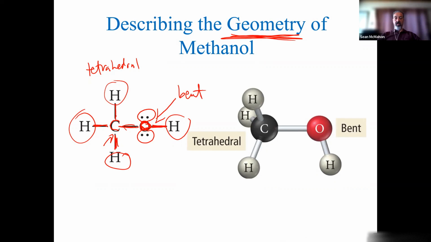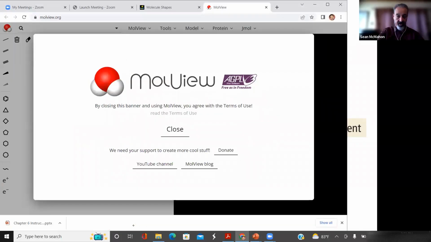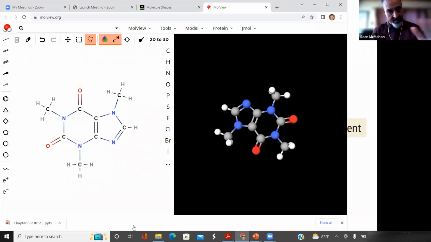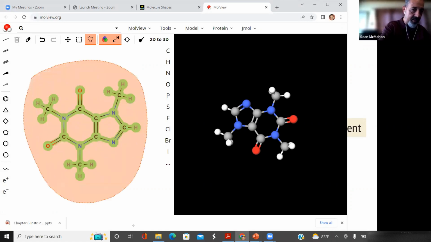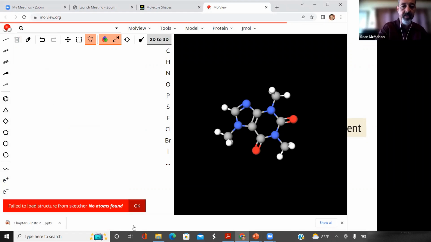Now, unfortunately, the PhET simulation is only good for single central atom species. So there is another link that I have here that you can utilize, which is MolView. It actually pops up. Okay, good. So there you go. Now, when you first see it, it shows a gnarly structure. Don't worry about this, no one's expecting you to know this stuff yet. So we're just going to get rid of that.